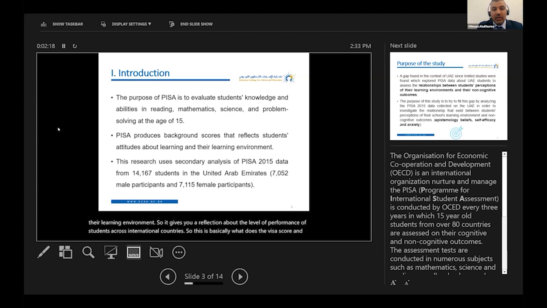In this research, I used a secondary analysis of the PISA that was conducted in 2015. As you know, it happens every 3 years. The population for this research was 14,000 plus students from the different Emirates of the United Arab Emirates. Half of them were male students and the other half were female.